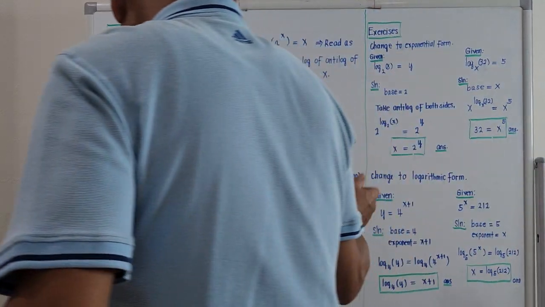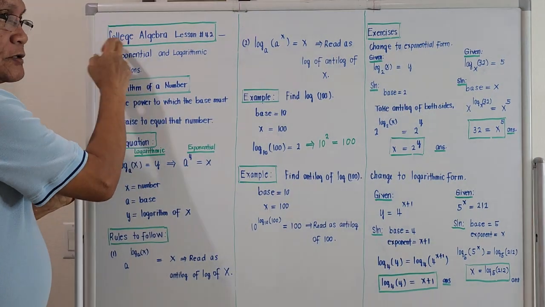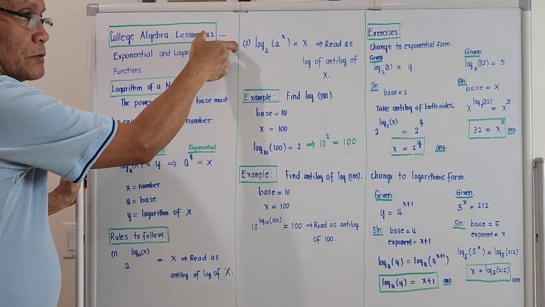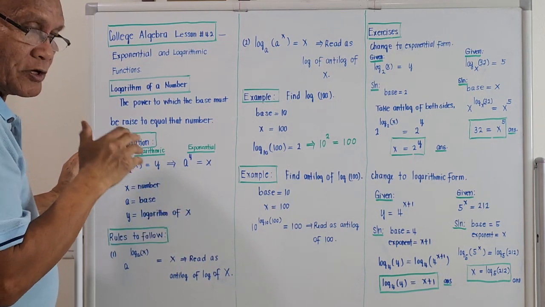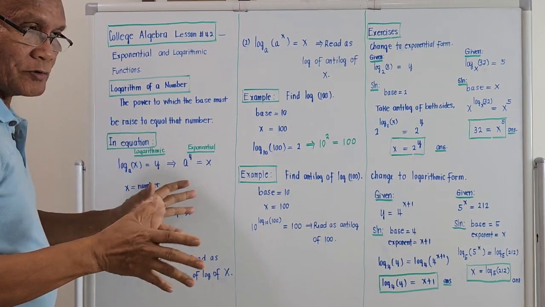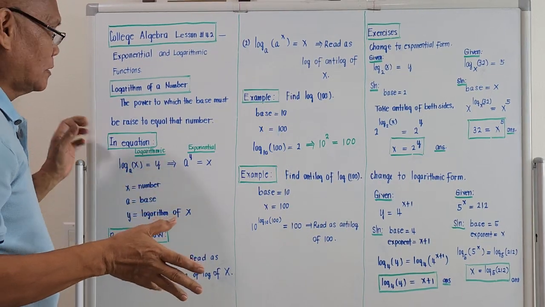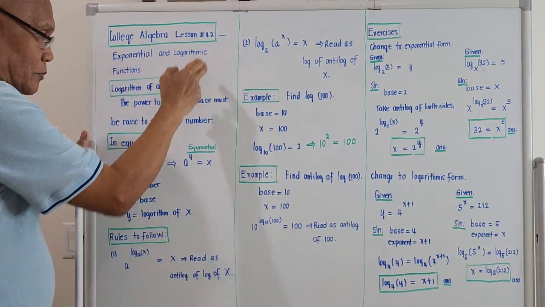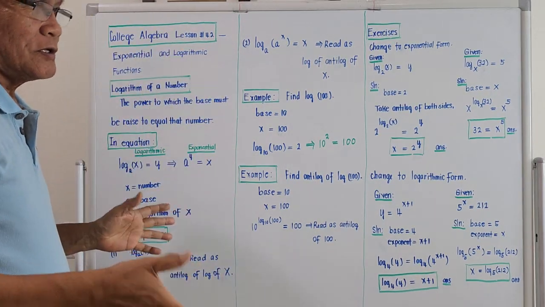The subject matter for this morning will be college algebra, lesson number 42. The title of the topic will be exponential and logarithmic functions, the relation of the two functions, exponential and logarithmic. Let's try to define what a logarithm is.